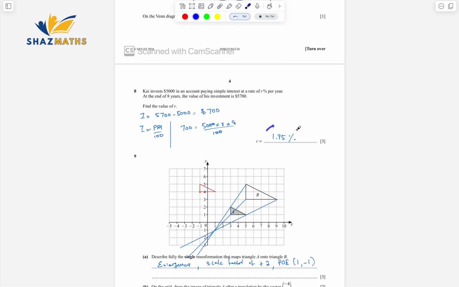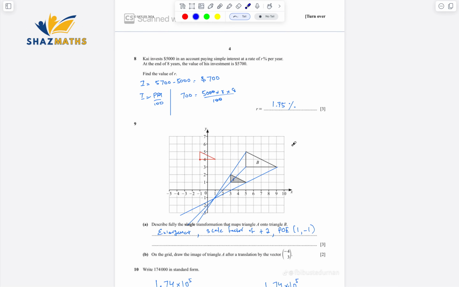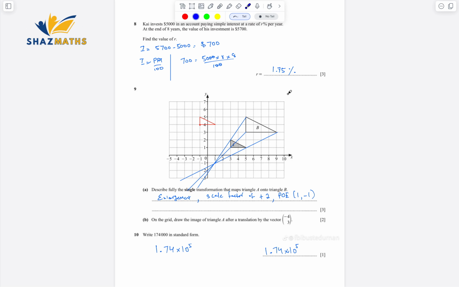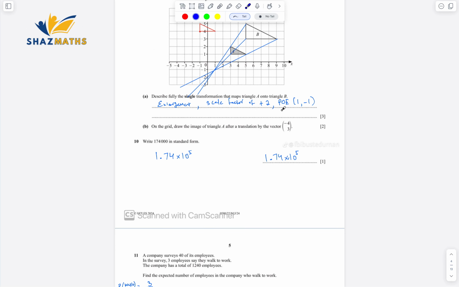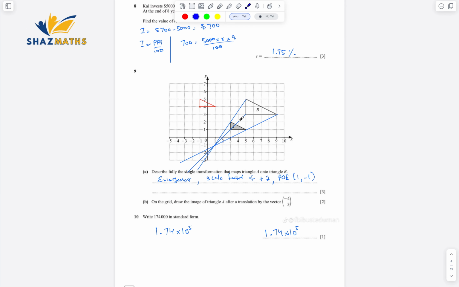Describe the single transformation that maps triangle A onto B. So A onto B, the size has changed. That means for sure it's an enlargement. I need to determine the scale factor. I can see this side is 1 and this side is 2. A onto B, the image is B, right? So that means 2 divided by 1. So that is a scale factor of plus 2.